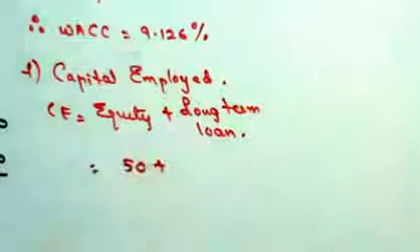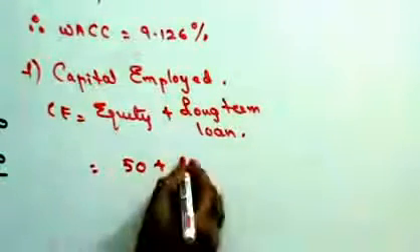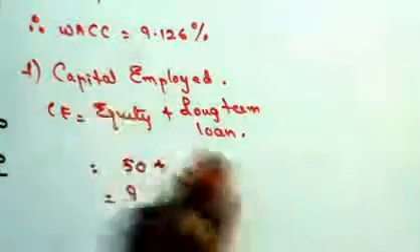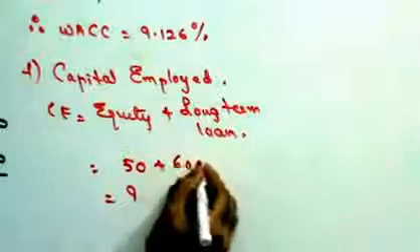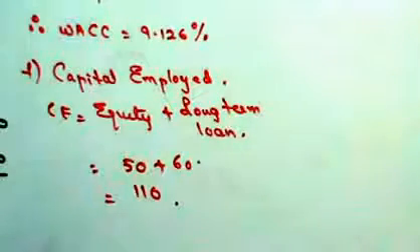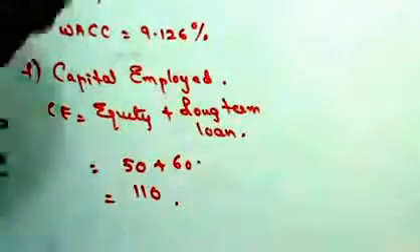Long term loans, and that's what is given to you in the textbook also. Long term loans are given to you at 16. So that is 110. That is my capital employed, right? Now, let's move on ahead.